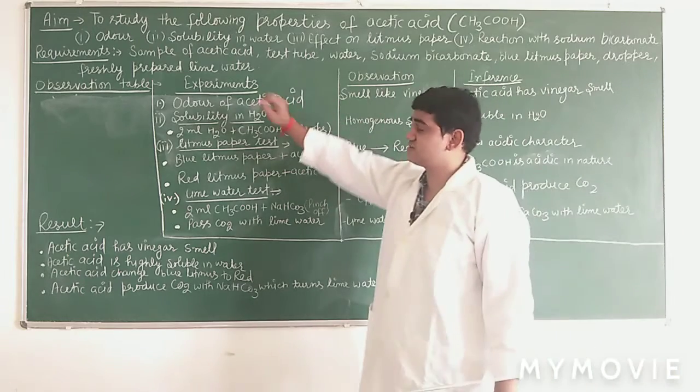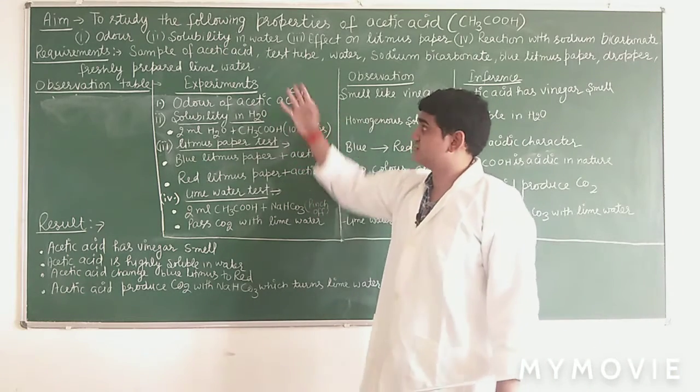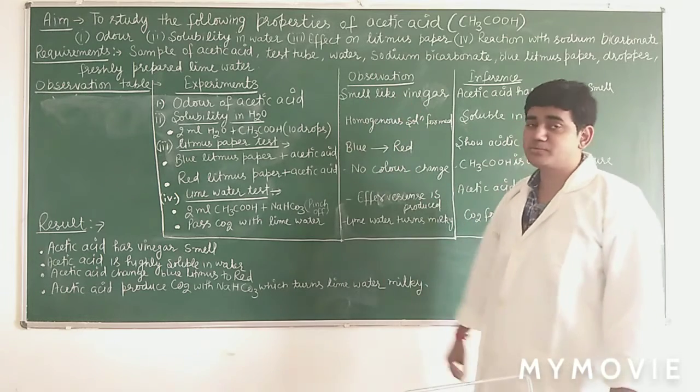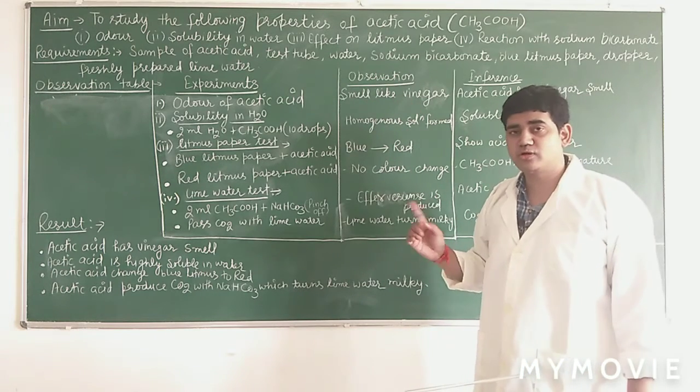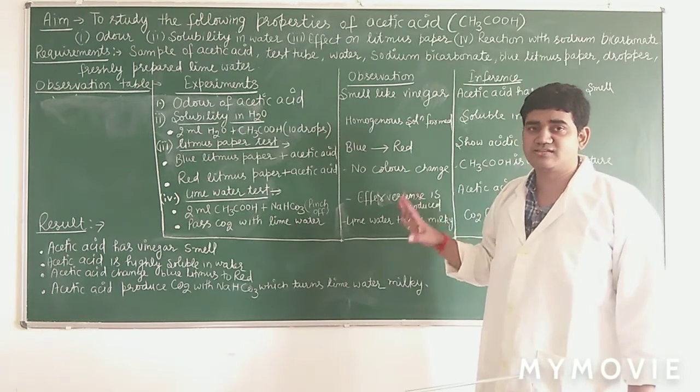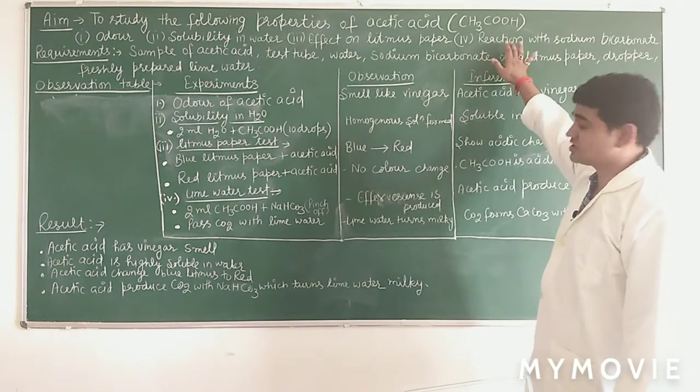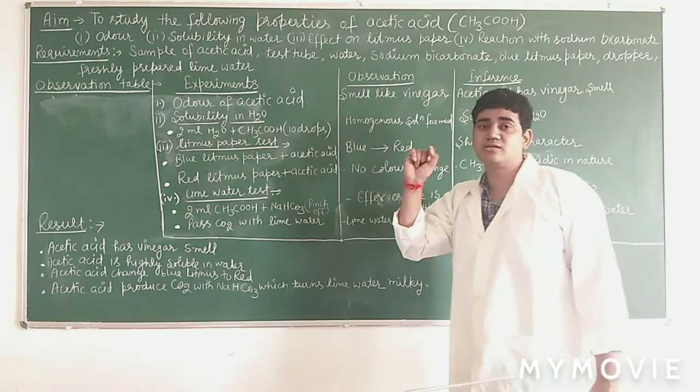These properties are: first is odor, how it smells. Second is solubility, particularly in water. Third is the effect on litmus paper. It turns blue litmus to red or red litmus to blue. Whether it is acidic or basic in nature can be determined by this test. And the fourth one is reaction with sodium bicarbonate, which we call the lime water test.